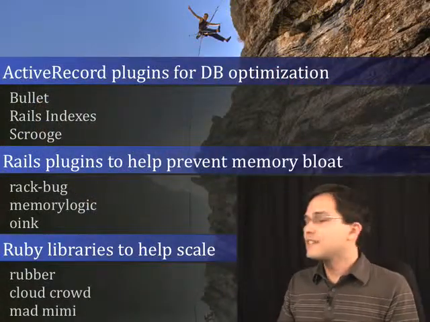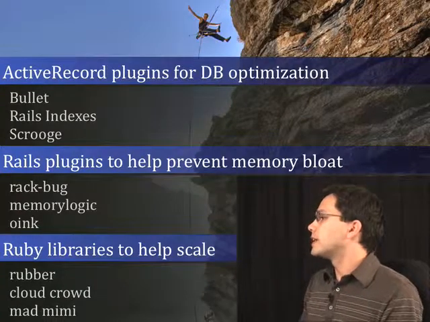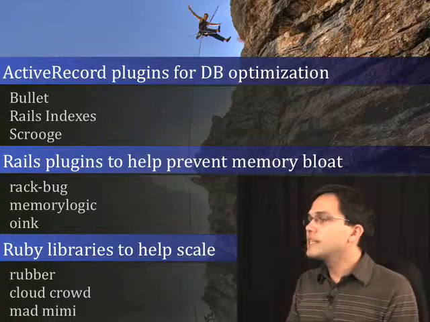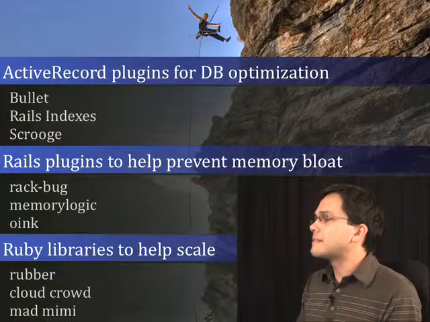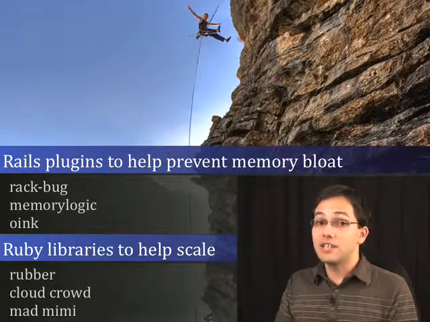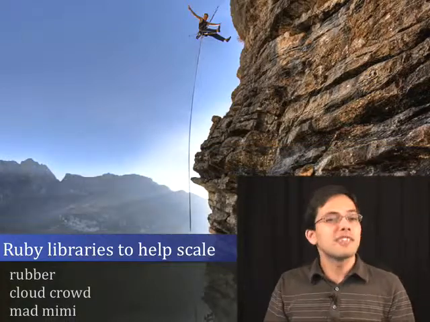And we've reached the end of this first screencast where we took a look at Bullet, Rails indexes, and Scrooge. In the next screencast, we're going to be taking a look at Rails libraries to prevent memory bloat, and namely RackBug, Memory Logic, and Oink. So I hope you stick around for that.